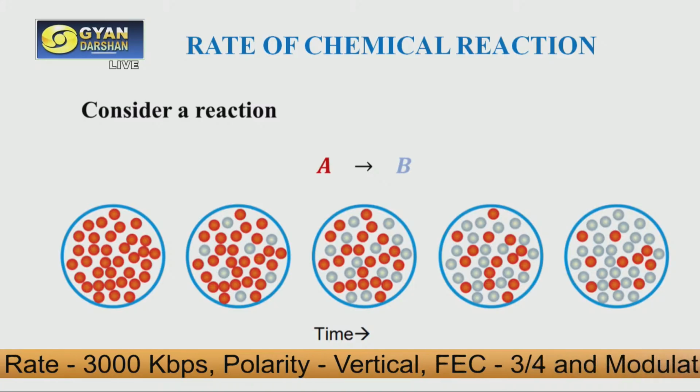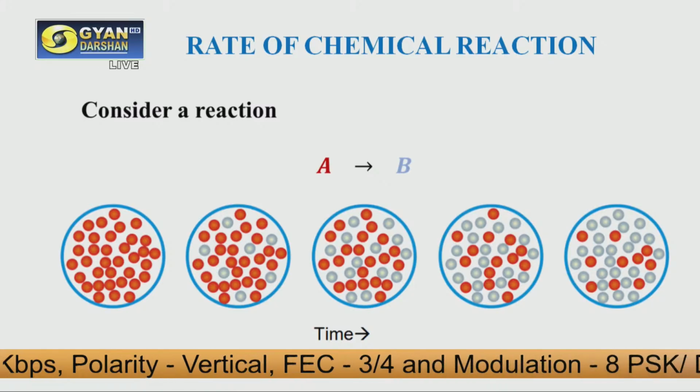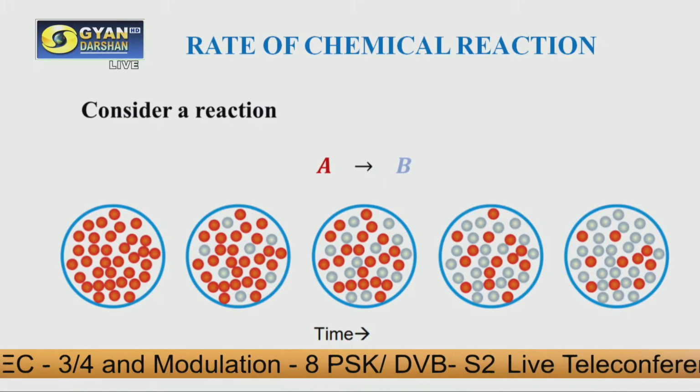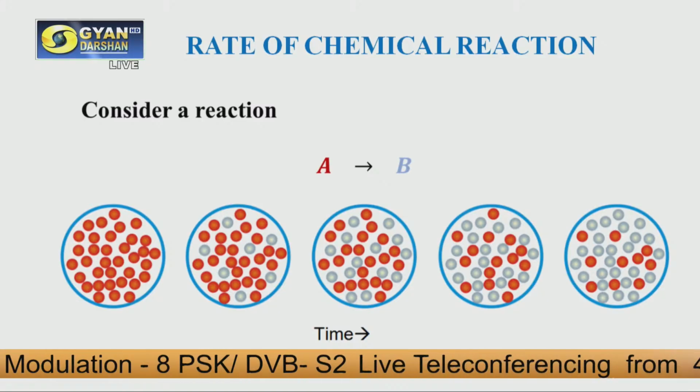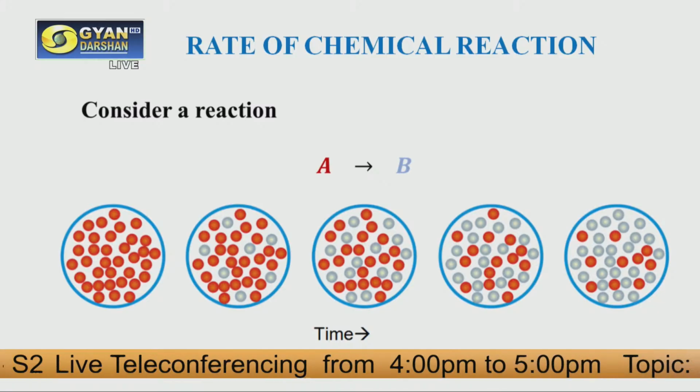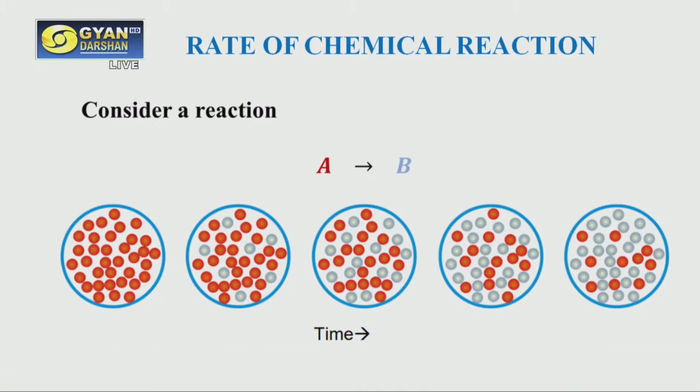With time we can see that initially the molecules are all A. But as time increases, the formation of B increases, and at the end, when the reaction is going to complete, the molecules of B are more and the molecules of A are fewer. That means as time increases, the reaction proceeds.